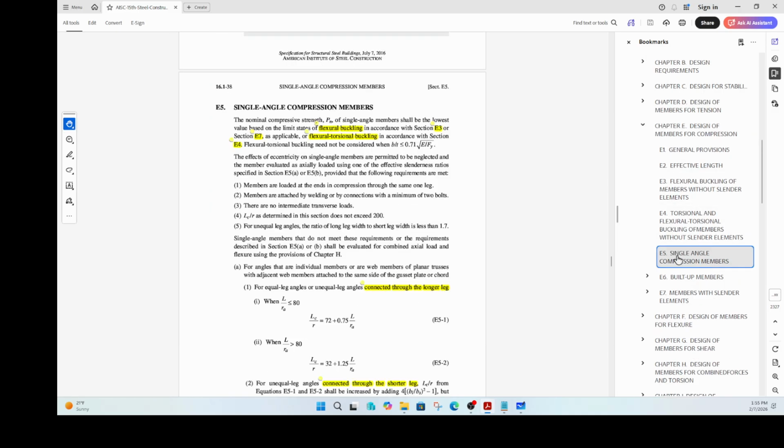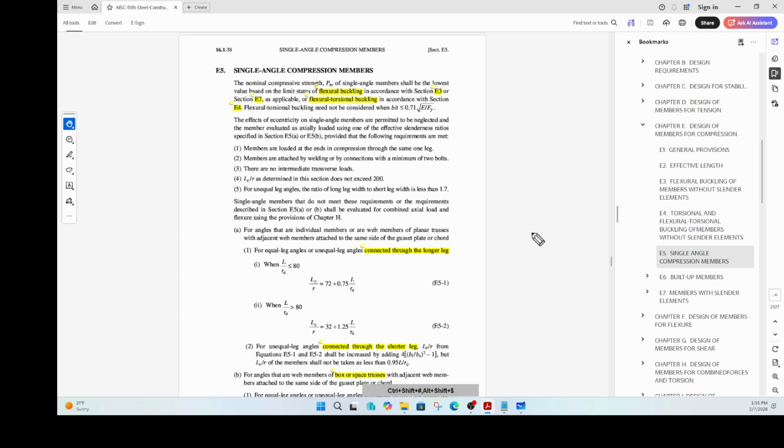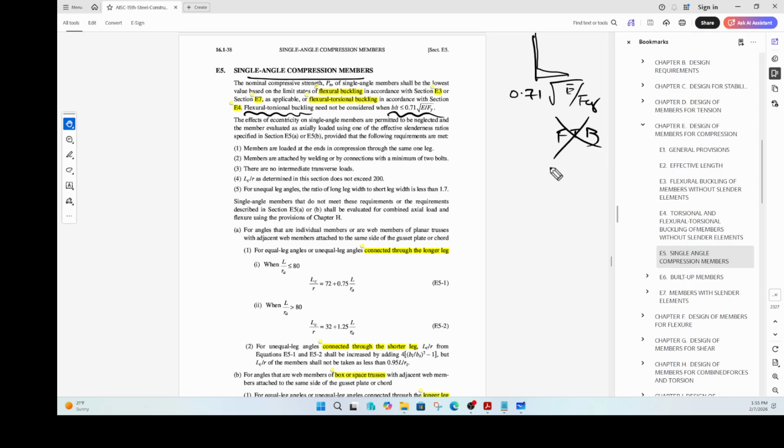So angle compression member right there, right? So single angle member. This is for a single angle compression member. You first need to check if your b/t value, I mean, the angle can have slender elements, right? So you'll have to check if the b/t of your angle is less than 0.71 square root of E/Fy, okay. If it is less than that value, then we don't have to consider flexural torsional buckling, right? So if that holds, then your FTB will be out, okay.